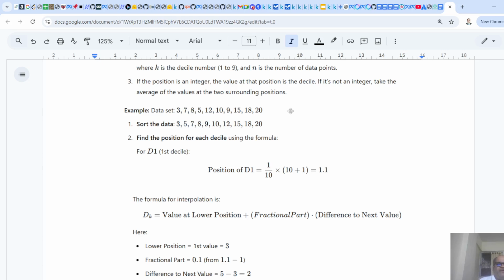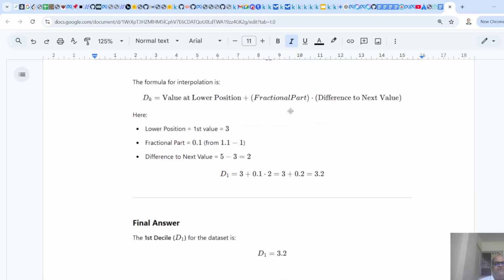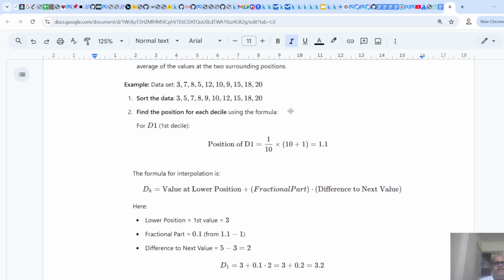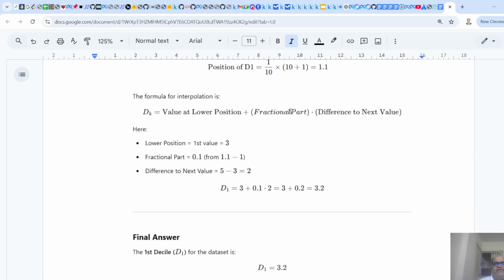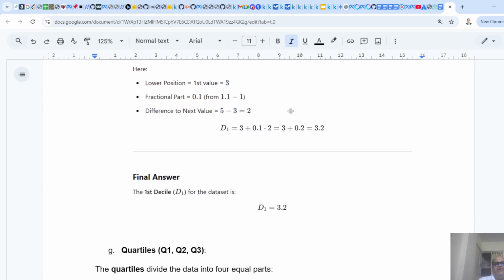That comes from 1.1 minus 1. The difference to the next value is 5 minus 3, which is 2. So your D1 here is calculated as 3.2. You can repeat this to calculate any of the other deciles, and we'll take a couple of examples once we start going through the actual questions that have been asked in the past.